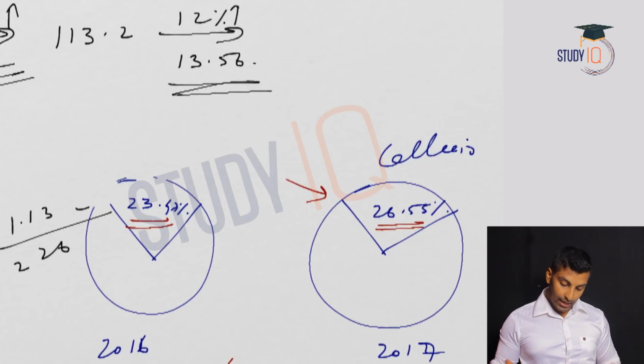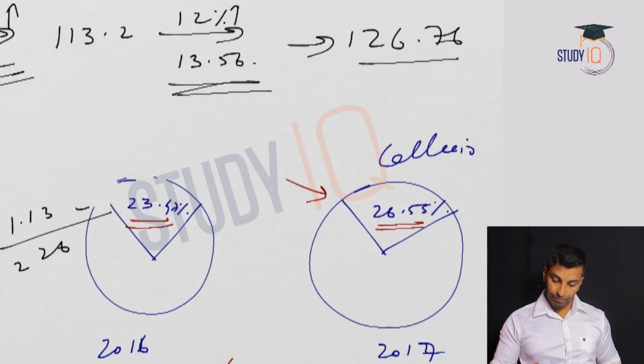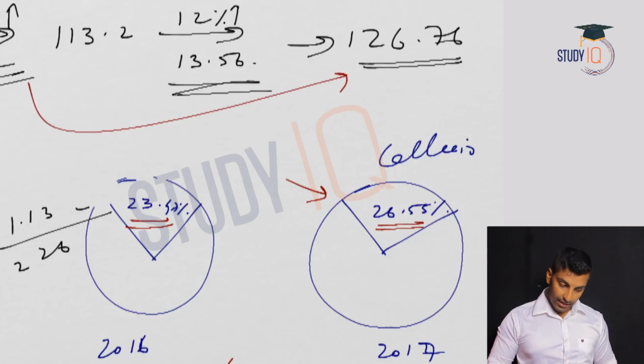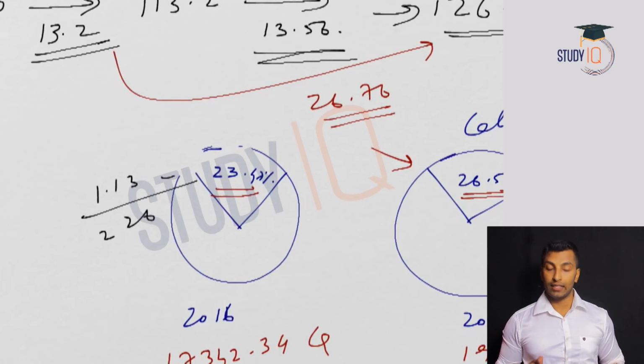So now if you add this 13.56, what do you get? You get 126.76. So what is the percentage change? 26.76. So in this case, the answer is 26.76.